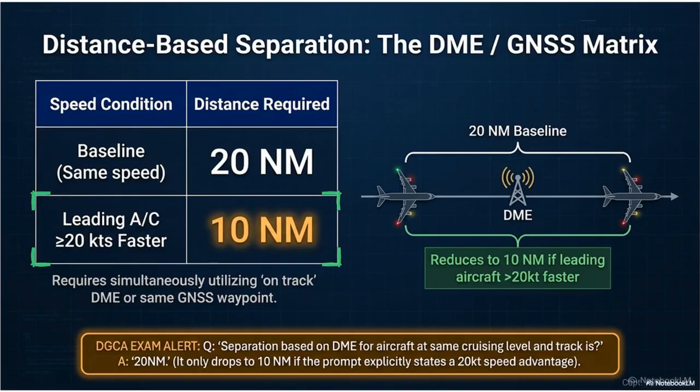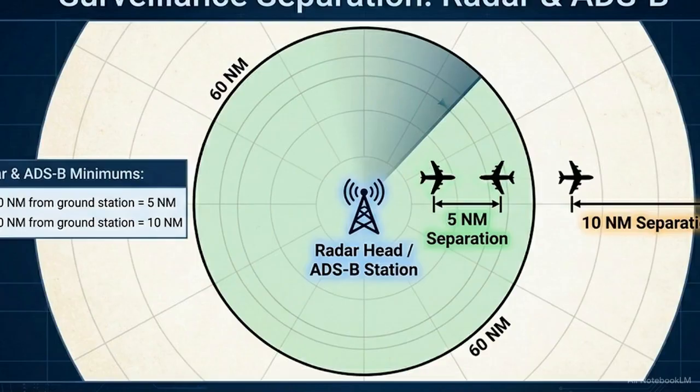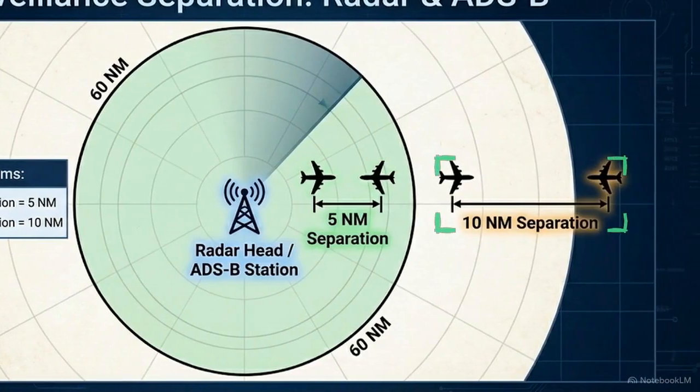This radar schematic maps out surveillance minimums. Within 60 nautical miles of the radar head, or ADS-B ground station, a 5 nautical mile separation is required. Once you cross beyond that 60 nautical mile threshold, the required separation immediately expands to 10 nautical miles.